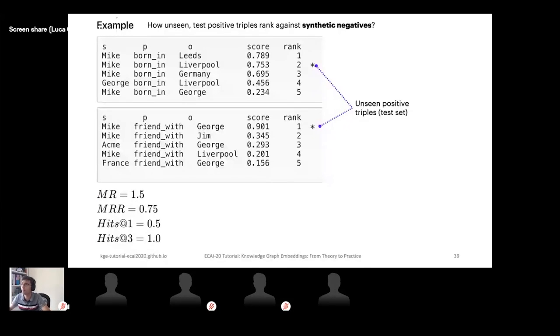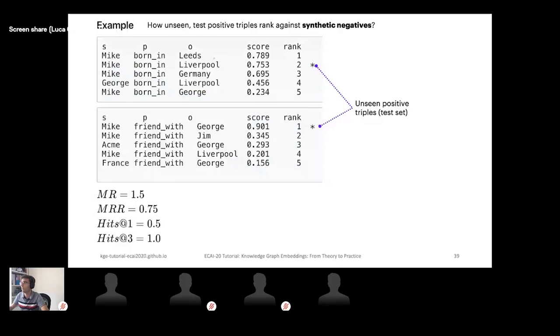So let's pretend we have a test set made of two positive triples that we carved out from the training set. Usually test sets are obviously bigger, we have thousands of triples, but this example only has two, this and this. The goal is to see how test positive triples rank against synthetic negatives, so we generate some synthetic negatives for each of them.